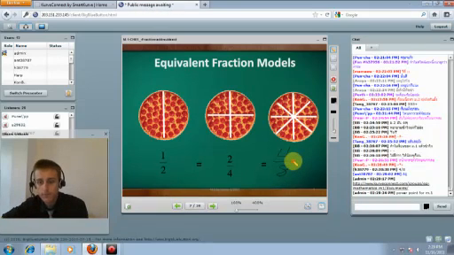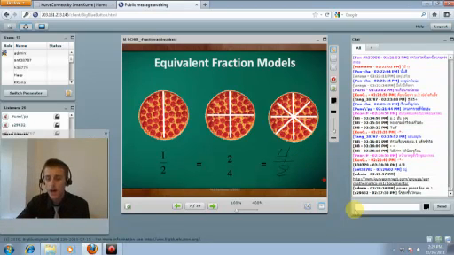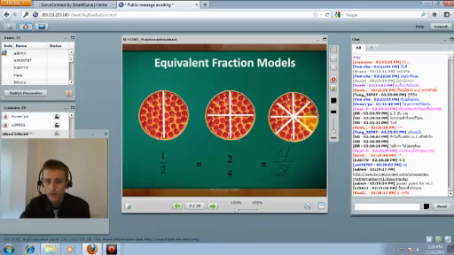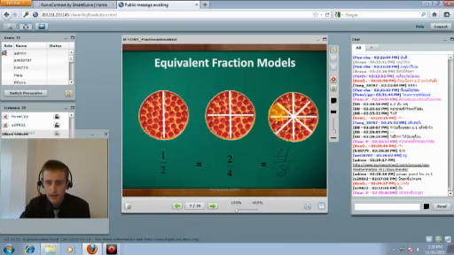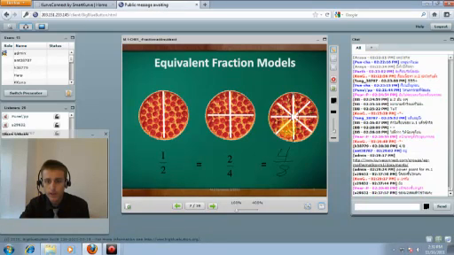4/8 is correct, because there are 1, 2, 3, 4, 5, 6, 7, 8 pieces total, but we're just looking for what's on the other side of this line. So we have 1, 2, 3, 4 pieces. 4/8.